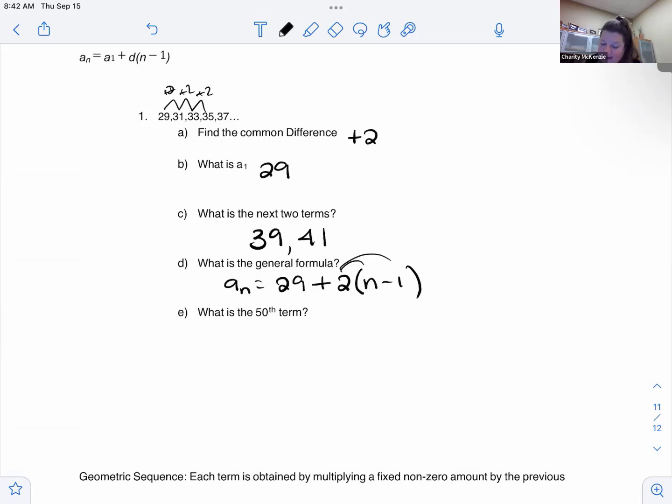You multiply the 2 here. So simplified, I would have 29 plus 2n minus 2. And then I could combine the numbers and have 2n plus 27, since 29 minus 2 is 27. And that's our a sub n equals this. So this, or this, those are the same thing. One's just simplified.